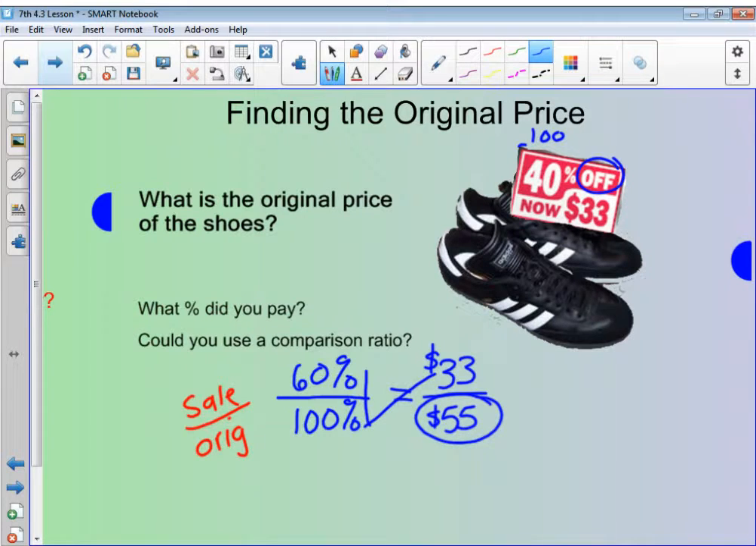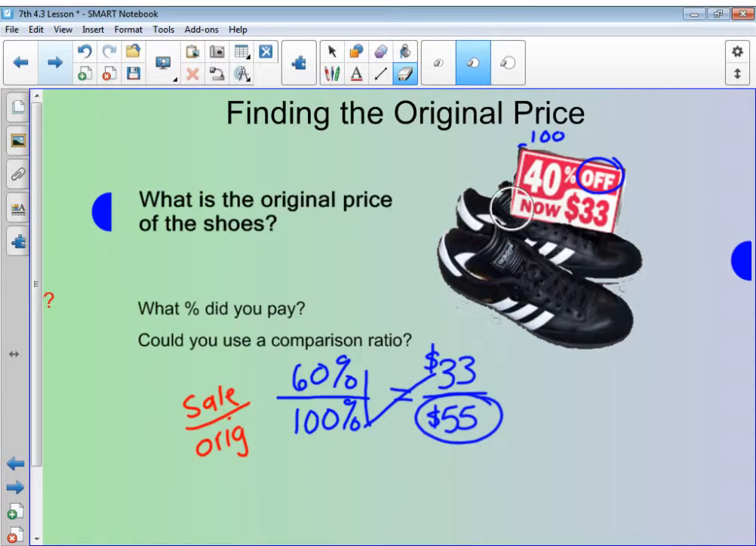When would you ever want to know this? Sometimes it's exciting to let people know how much you ended up saving on something that you bought on sale. So we're going to go ahead and practice that concept.